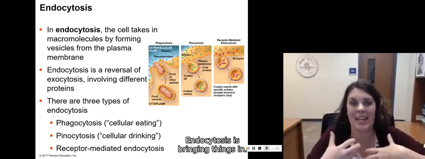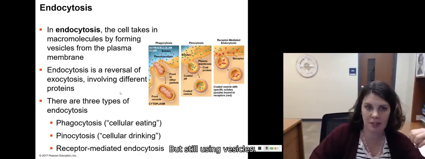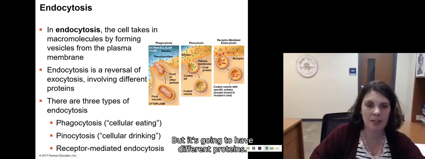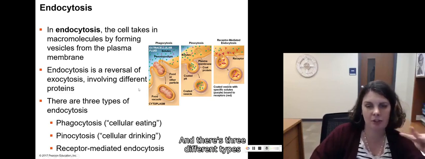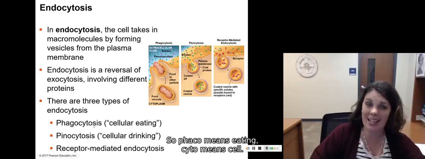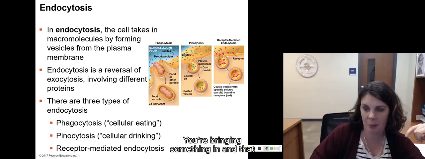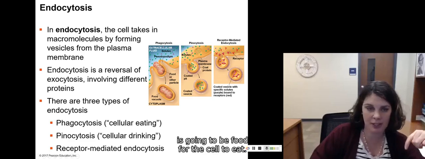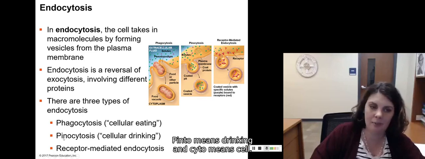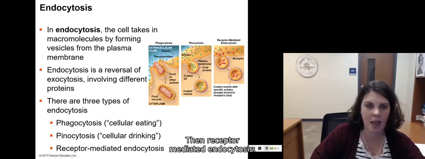Okay. Endocytosis is bringing things in. So you're taking in big things, big molecules, or just stuff around you, but still using vesicles. So endocytosis really is a reversal of exocytosis, but it's going to have different proteins. And there's three different types you're going to be talking about. One is phagocytosis. Phago means eating, cyto means cell. So this is cellular eating. Like in this picture, you're bringing something in, and that is going to be food for the cell to eat. One is pinocytosis. Pino means drinking, and cyto means cell. So it's cell drinking. So it's just bringing the fluid around it into the cell.